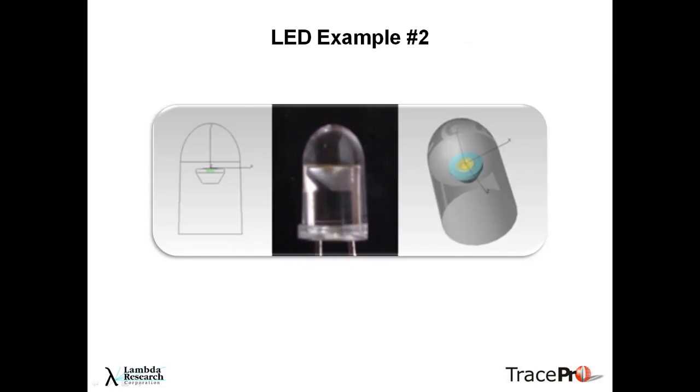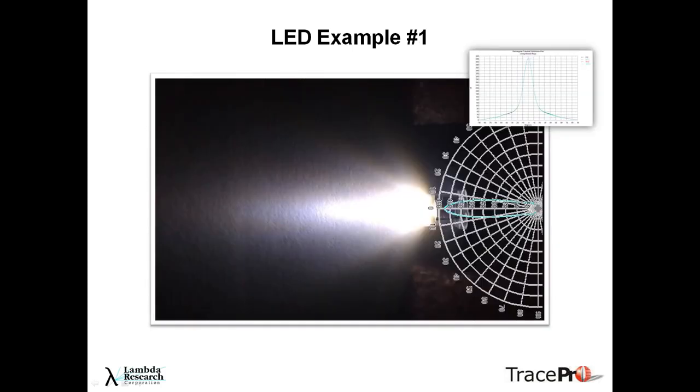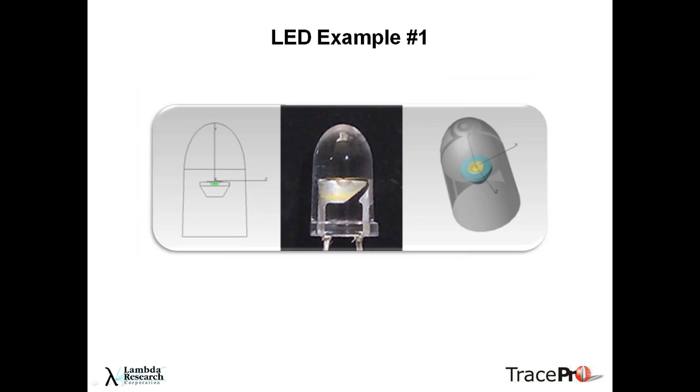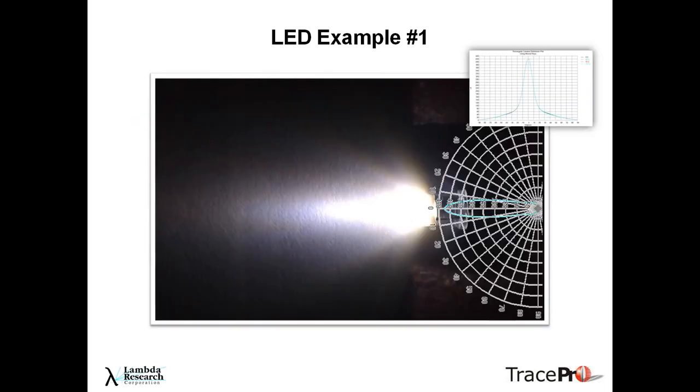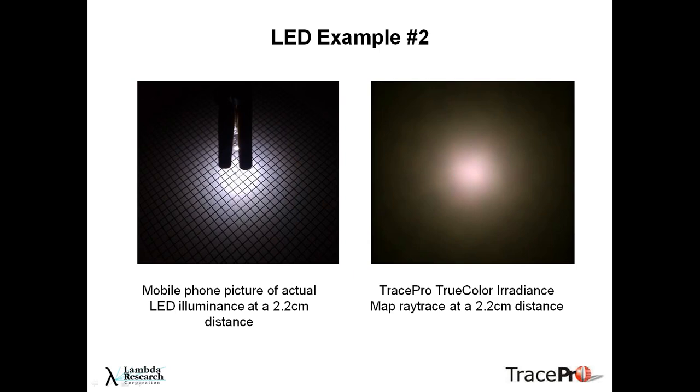Now a second LED, and this one varies a little bit from that first one. Basically, it's the shape of this dome. The first one's a little rounder, squatter. This one's a little more elongated and taller. So we'd expect to see some different results. Once again, here we are a little bit closer, 2.2 centimeters. White spot with a fairly large glow area around it, and similar to what we're seeing here in TracePro, once again a true color radiance map at the same distance.